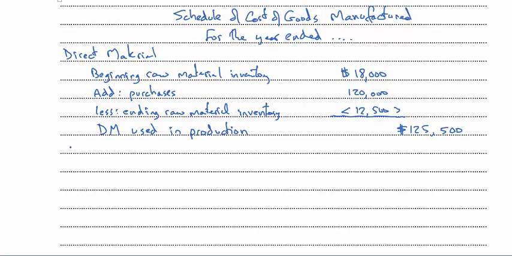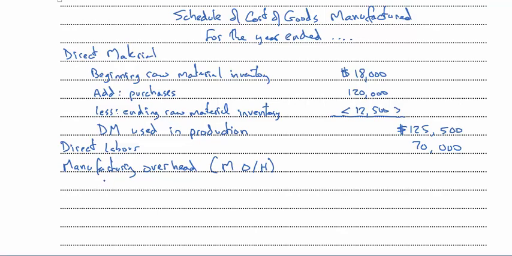Next section is direct labor. And that we are told right off the top, $70,000. All right, 2 down, 1 to go. The 1 to go though is a little bit longer. Manufacturing overhead, also abbreviated as MO/H.